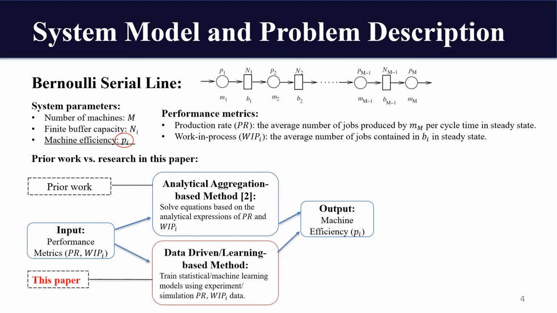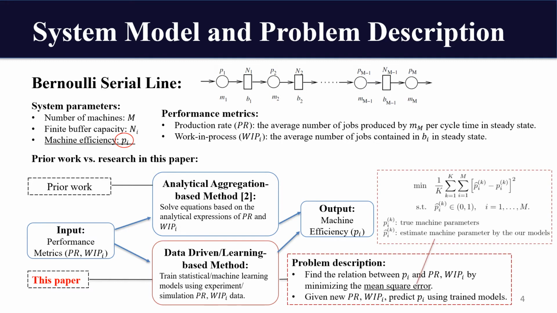In this paper, a new method is proposed, which is a data-driven, learning-based method. We train the statistical learning models using simulation data to explore the linear or nonlinear relationship between machine efficiency and the performance metrics by minimizing the mean square error, and then use the trained model to estimate the machine efficiency given new performance metrics data.